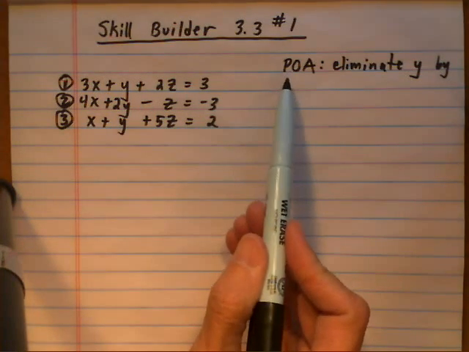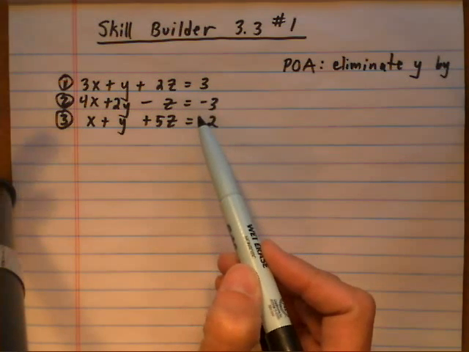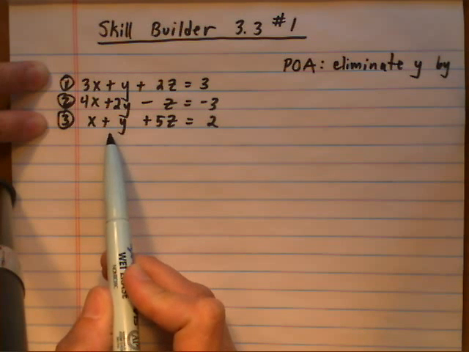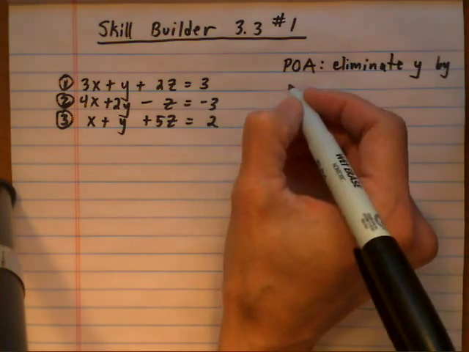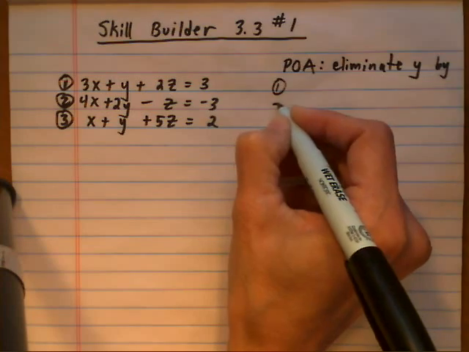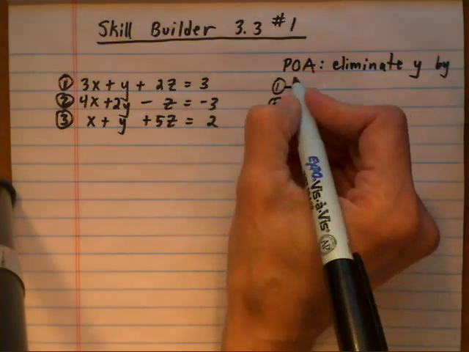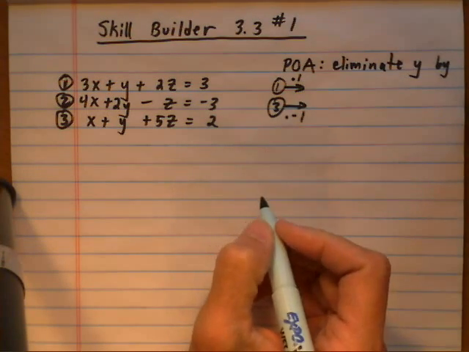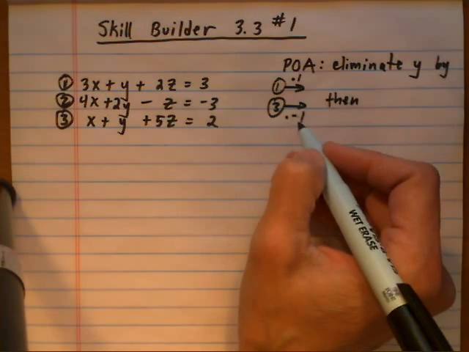Alright, so our plan of attack is going to be eliminate y by first taking equations 1 and 3. If we multiply one of these equations by a negative, then we'll get opposite coefficients for the y terms, and they're going to cancel out when we add the equations. So that'll be our first step. Equation 1 and 3. Let's multiply equation number 1 just by 1. We'll keep it as is. And equation 3 we'll multiply by negative 1. Then we'll add those two together, and we'll get rid of y.